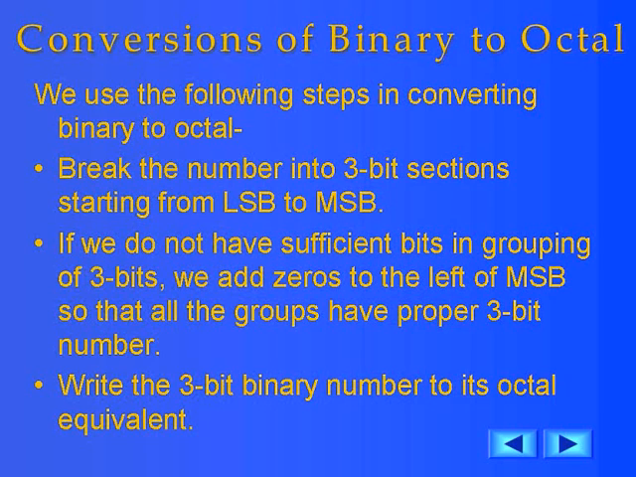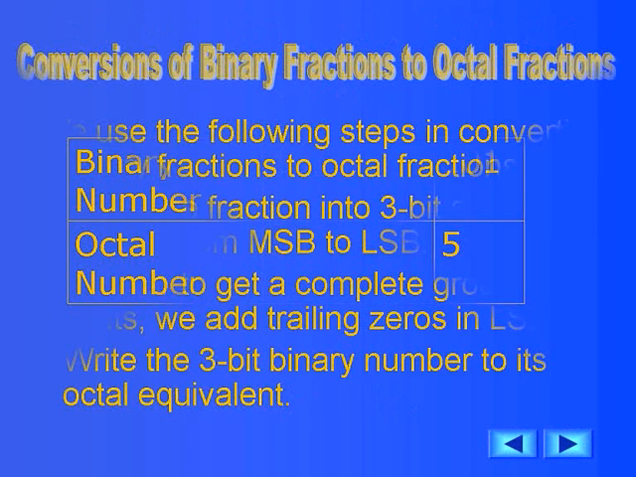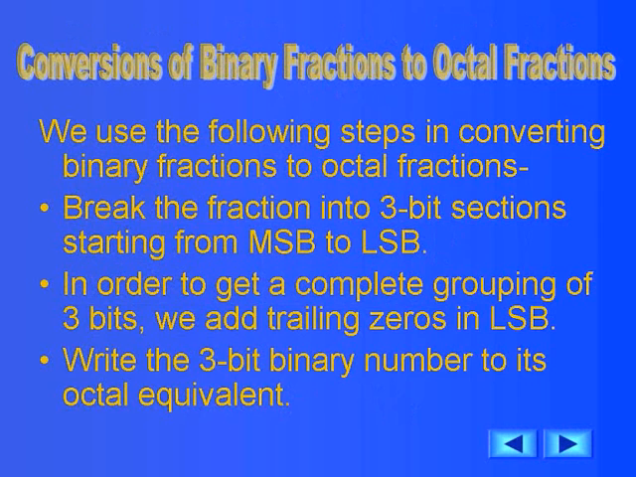Conversion of binary to octal. We use the following steps in converting binary to octal. Break the number into 3-bit sections starting from least significant bit to most significant bit. If we do not have sufficient bits in grouping of 3 bits, we add zeros to the left of most significant bit so that all the groups have proper 3-bit number. Write the 3-bit binary number to its octal equivalent. So convert 101 101 into octal. So its 3-bit form is 101 101 and their octal number is 55, hence the number is 55.